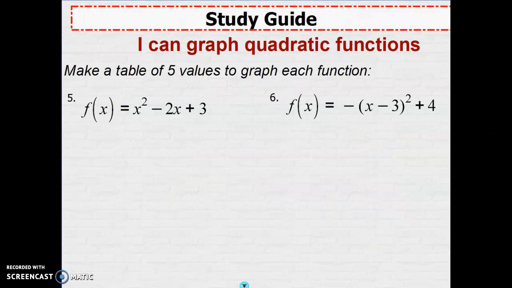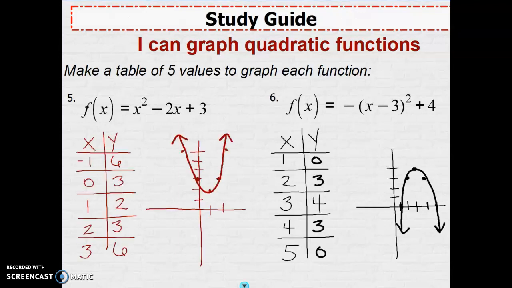So here are two. I'm again going to ask you to pause the video. I will as well as we make our tables and graph. All right, so you can take a second to compare.